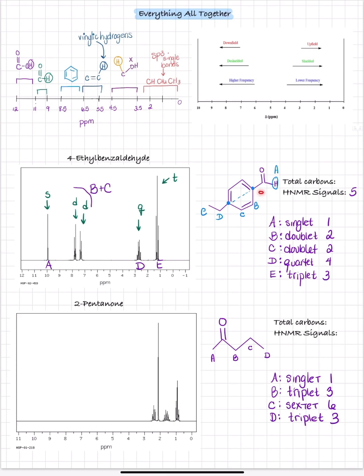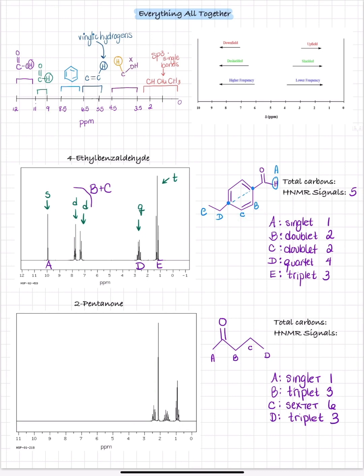A is an aldehyde. I told you aldehydes would show up between really 9 and 10 or 9 and 11, and boom, there it is. There's no lies. So if you didn't believe me and you went straight towards the end of the video, please go back and watch all the previous ones to make it make sense. And then when it becomes C and B.